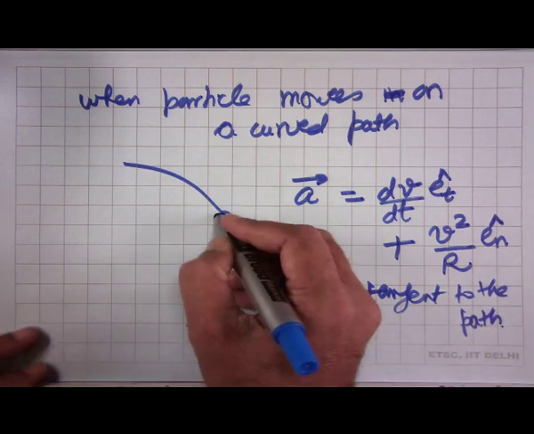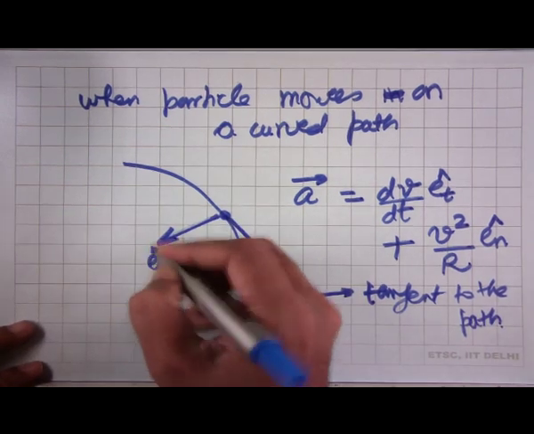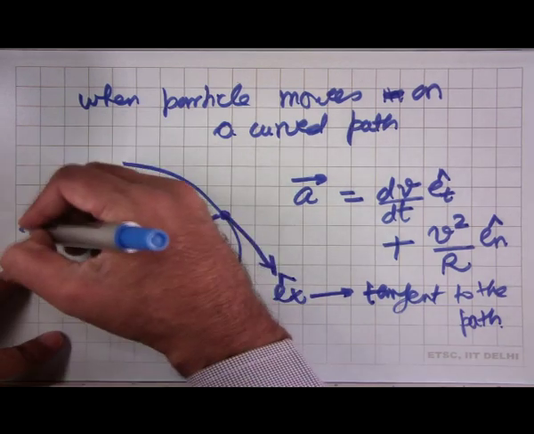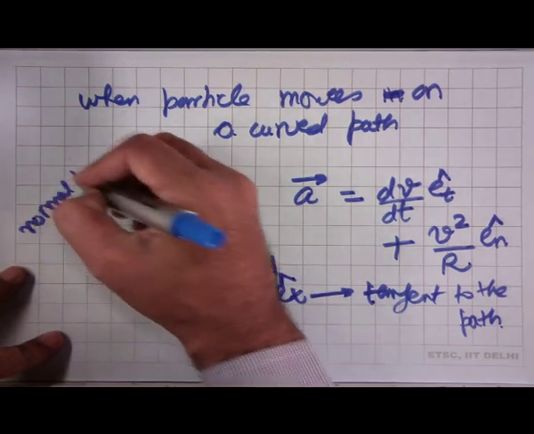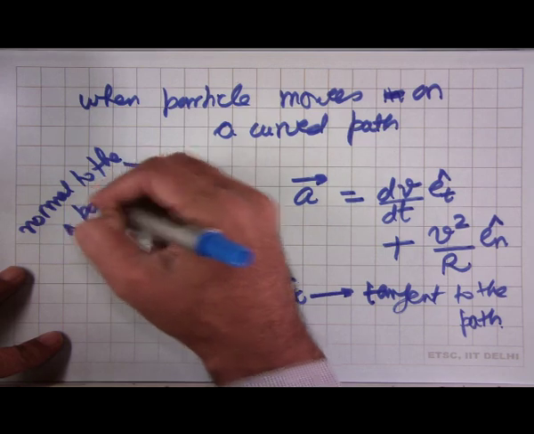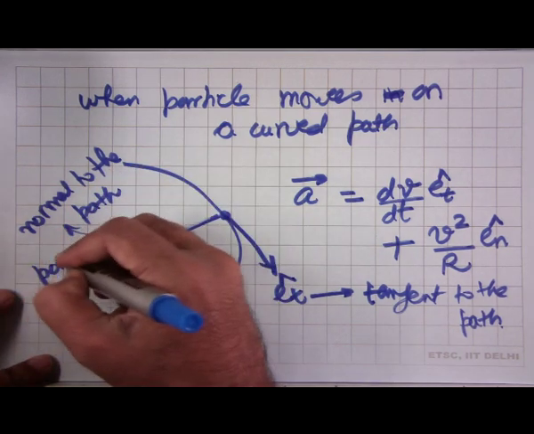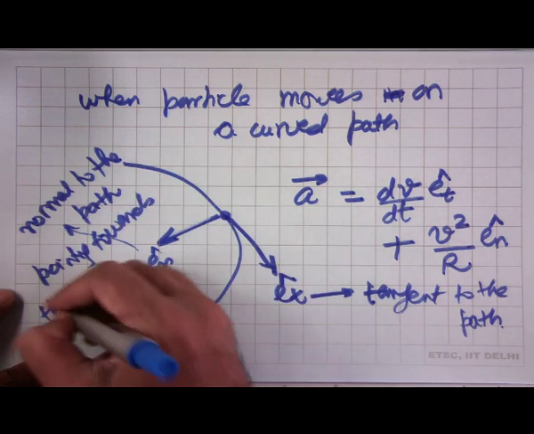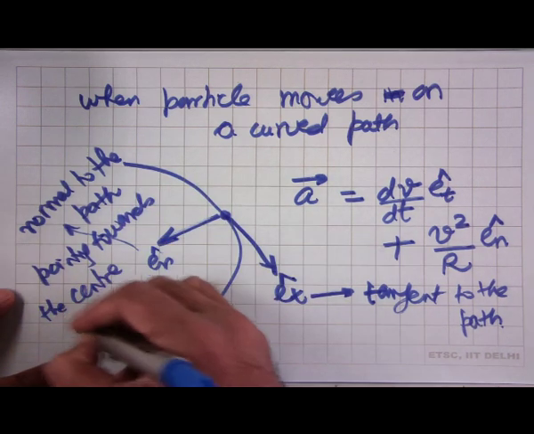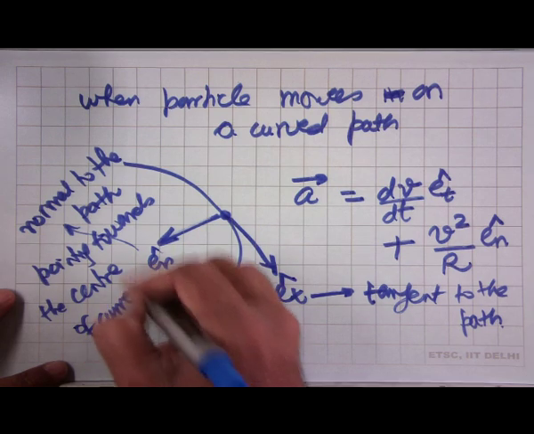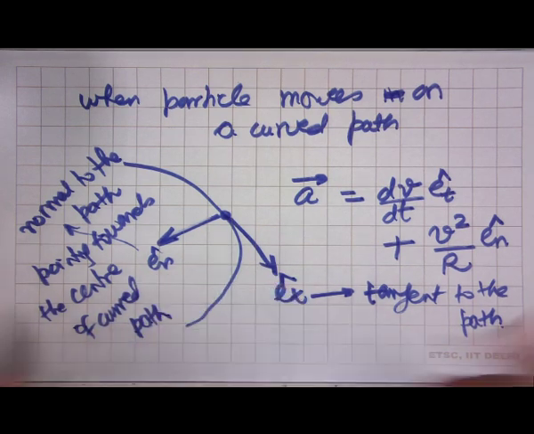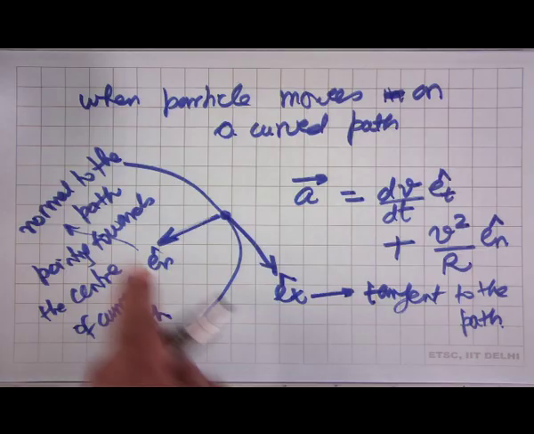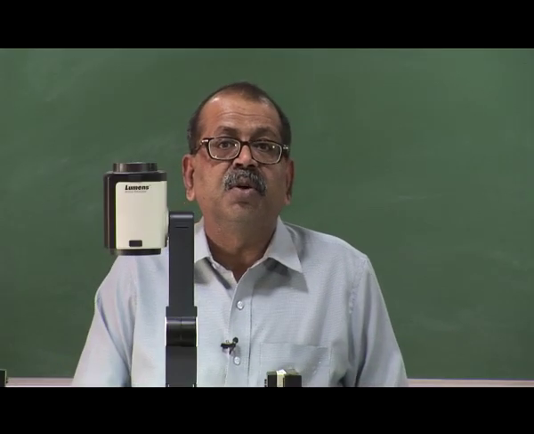And n is a vector which is normal to the path, pointing towards the center of the curved path. And by center we mean, if you assume the motion to be locally in a circle, then it is pointing toward the center of the circle.